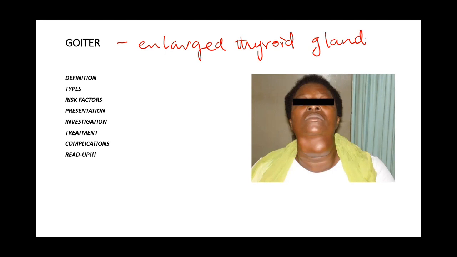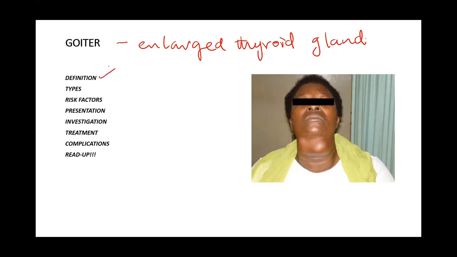An enlarged thyroid gland is called goiter. A goiter is defined as an enlarged thyroid gland. The thyroid gland is situated in the anterior neck and it weighs about 7 to 25 kg. Usually this gland is impalpable and not visible, but when it is enlarged, the gland becomes palpable and visible, and that is called goiter. So it's an abnormally enlarged gland.